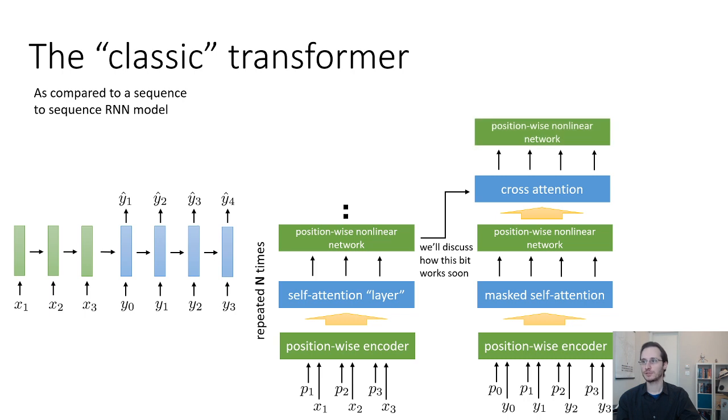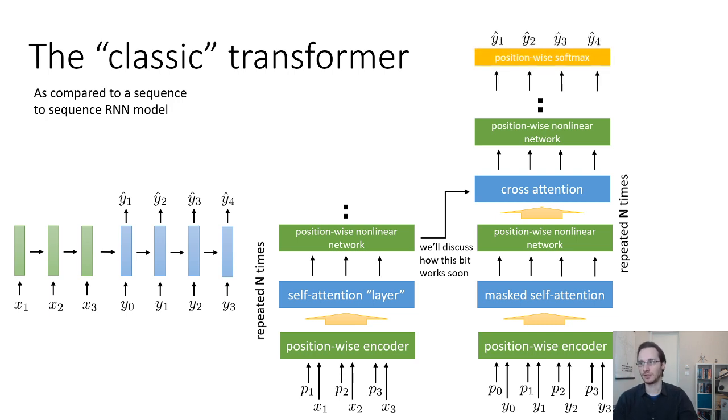And then after cross-attention, we have another position-wise nonlinear network. So every decoder layer actually has 2 attentional steps. It has a masked self-attention, nonlinear function, cross-attention, another nonlinear function, and then that goes into the next block. And these blocks are also repeated n times. So the decoder blocks have twice as much stuff going on as the encoder blocks.